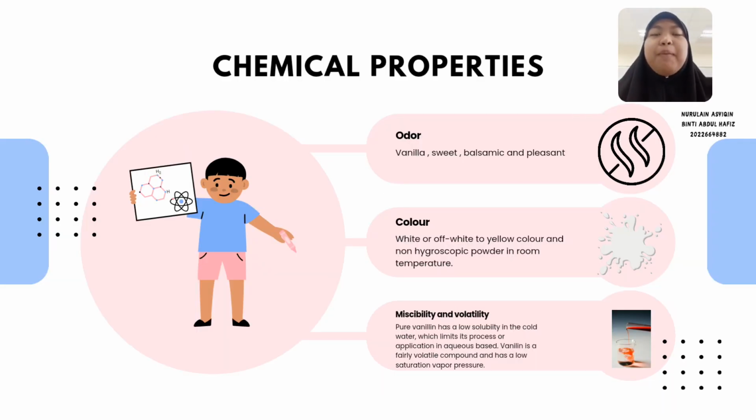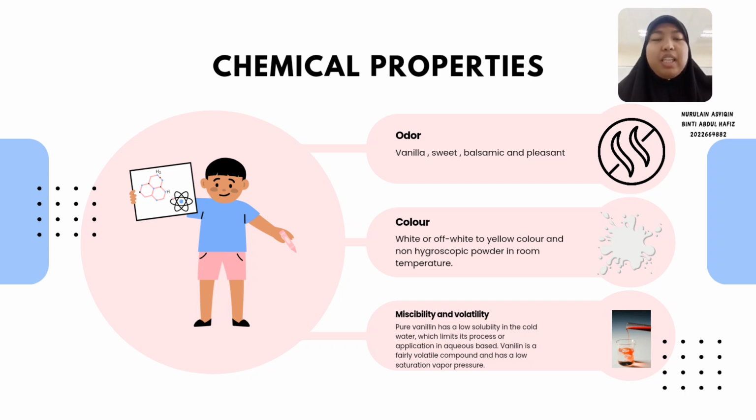Next is the chemical properties of vanillin. It is divided into 4. Firstly is the odor or the smell. Secondly is the color. Thirdly is the miscibility, and lastly is volatility. The smell of vanillin is a vanilla smell. It smells sweet, pleasant, and balsamy. The color of vanillin is white, off-white, or sometimes yellow. At room temperature, vanillin becomes a hygroscopic powder.